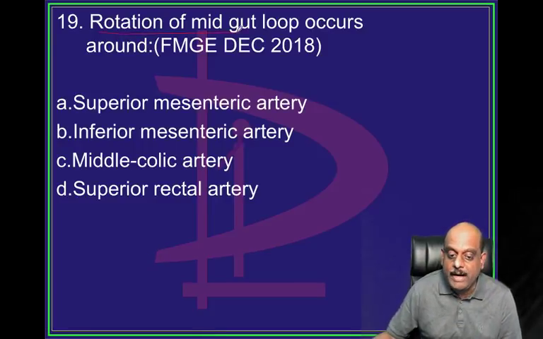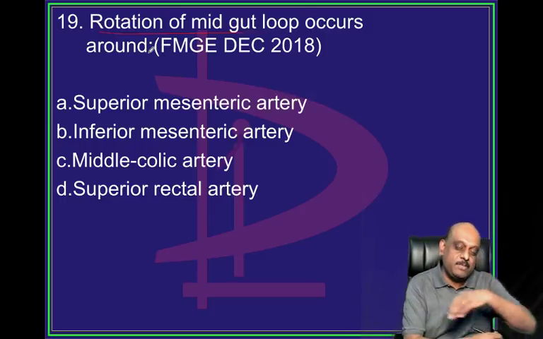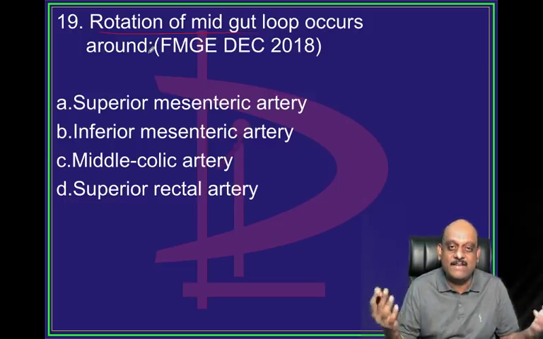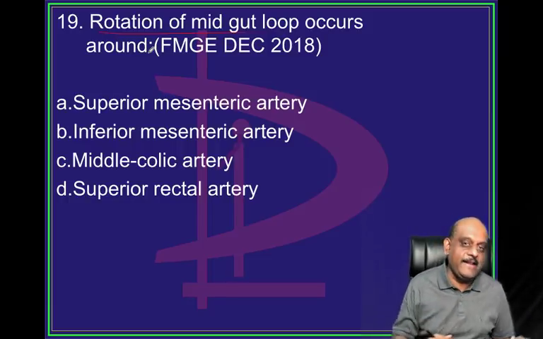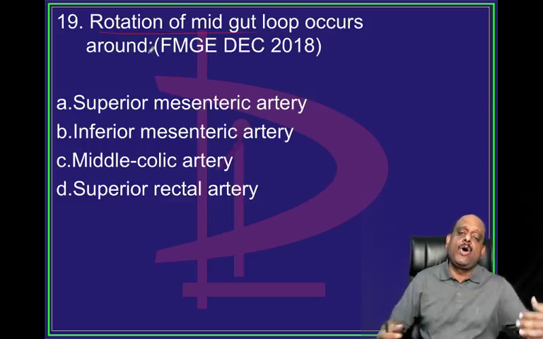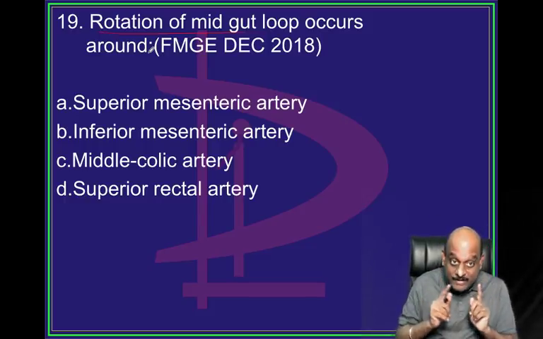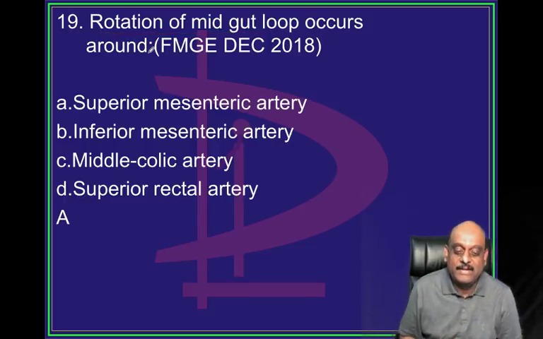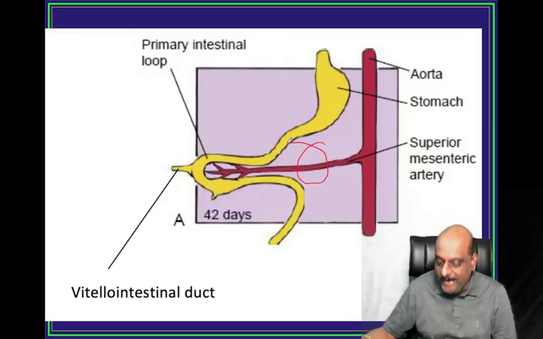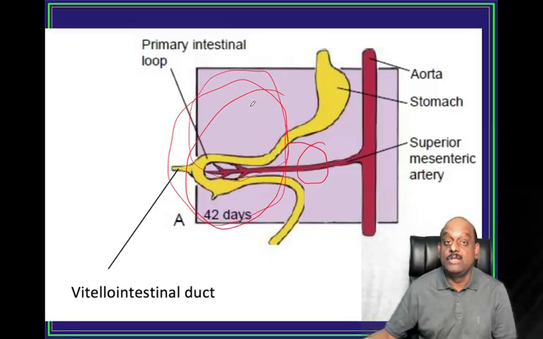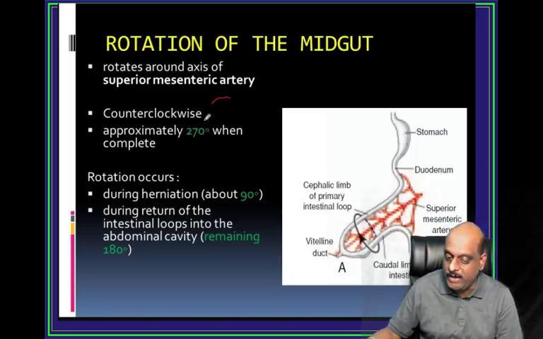Now the rotation of the midgut, around which structure does it rotate? Old movies have no bold scenes. In the 1970s the hero, like M.G. Ramchandran or N.T. Ramarao, used to run to a tree, hold the tree and rotate. Imagine the heroine as a tree. What is the tree around which the gut rotates? Superior mesenteric artery. So the tree around which the hero rotates is the superior mesenteric artery. It is counterclockwise 270 degrees.